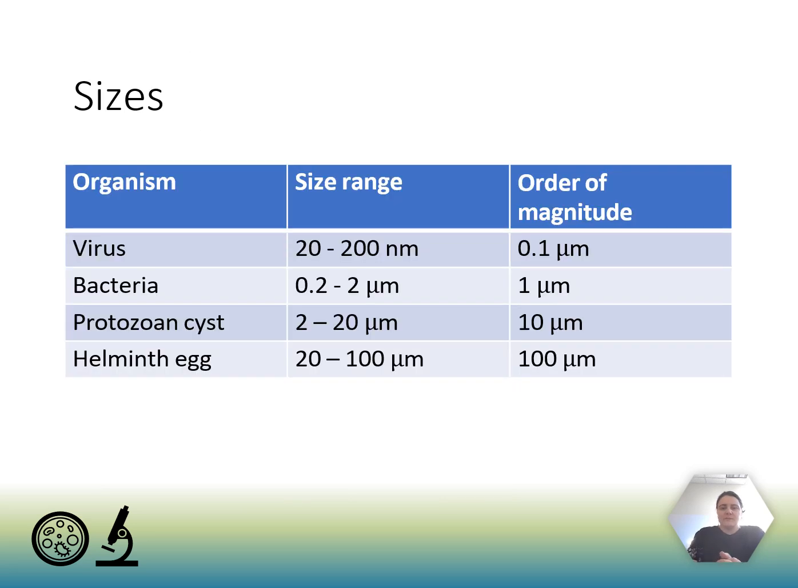So the other thing that I want to make sure that we talk about is sizes. Sizes are important when it comes to these organisms. So when we talk about viruses, they're on the order of magnitude of 0.1 micrometers. Bacteria are on the order of magnitude of 1. Protozoan and cysts are on the order of 10 micrometers, and helminth eggs, so worm eggs, are on the range of about 100 micrometers.